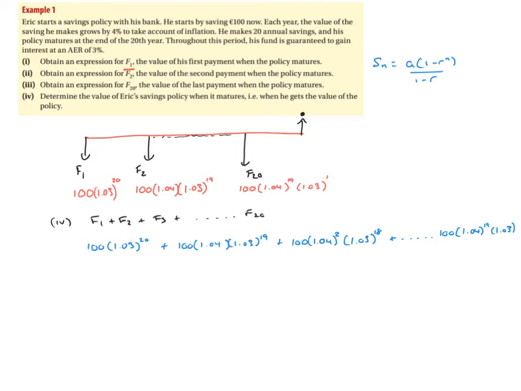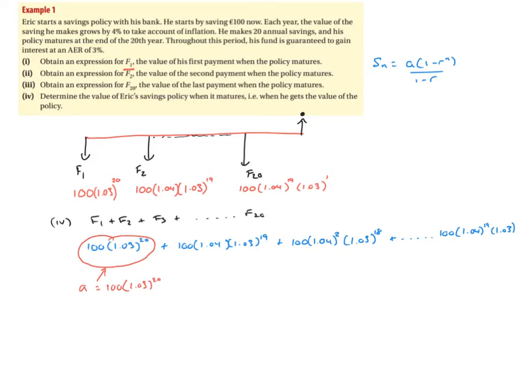So we now need to calculate our A and our R. Well, our A should be straightforward. This here is going to be my A. So A is equal to 100 times 1.03 to the 20. So that's easy.